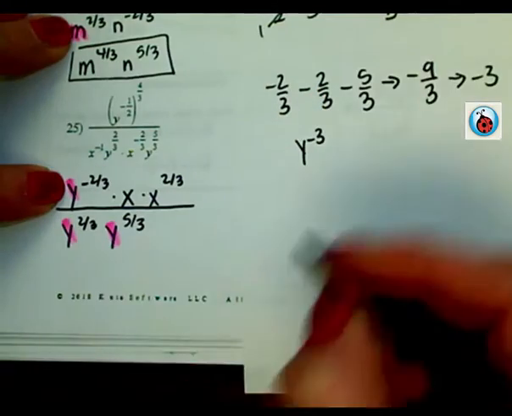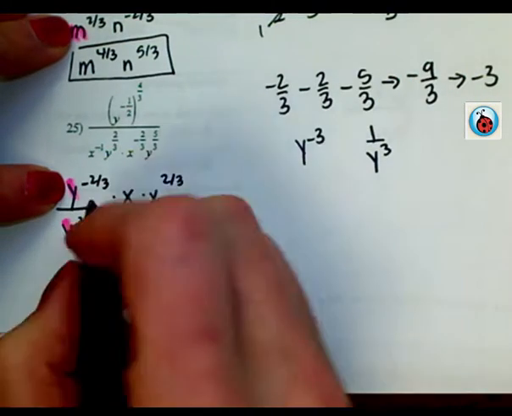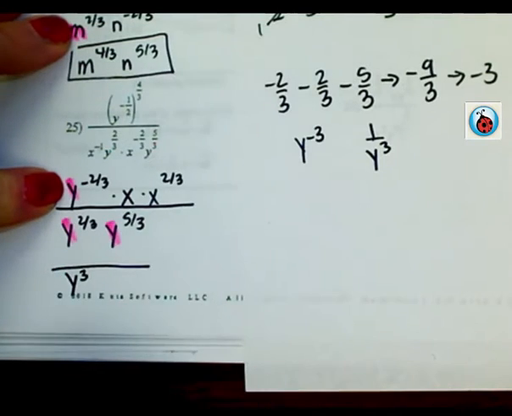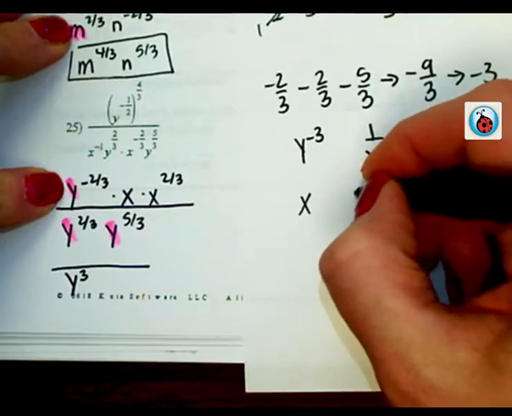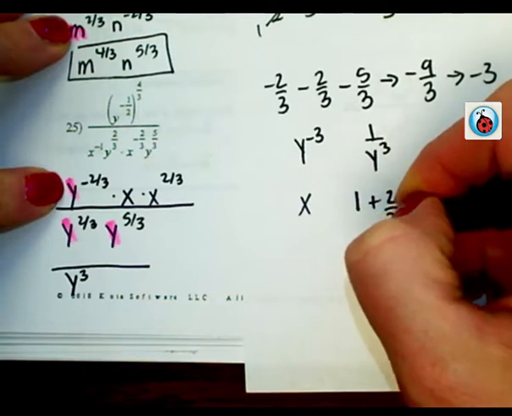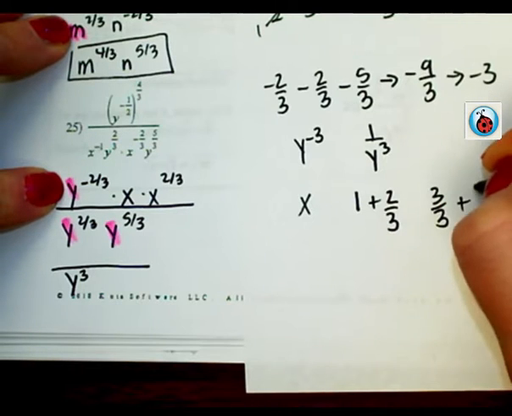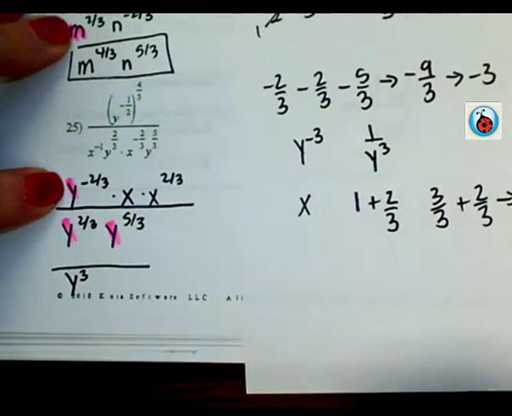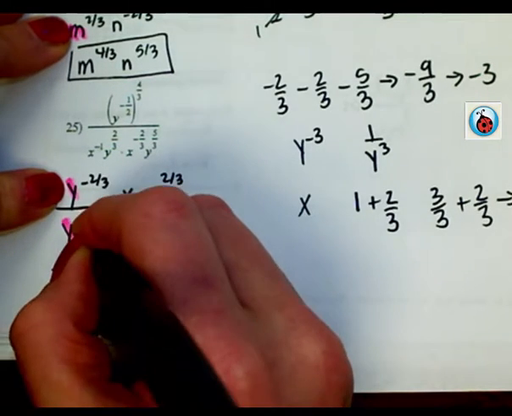I don't want y to the negative 3. I want 1 over y cubed. So we've got a y cubed here. Now we have the x's. So that's 1 plus 2/3. Okay, 3/3 plus 2/3 is 5/3. Okay, x to the 5/3.